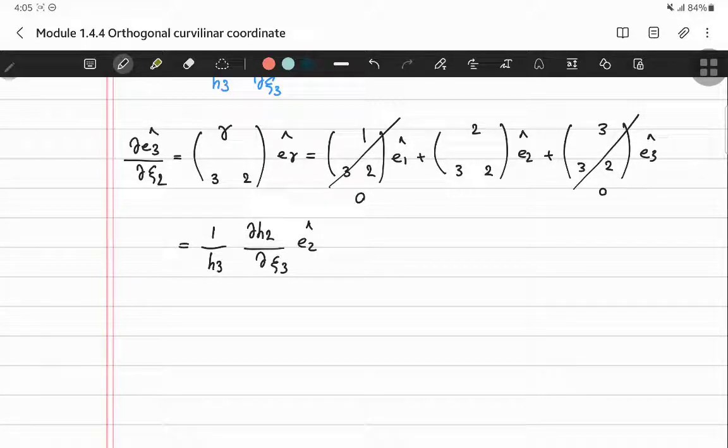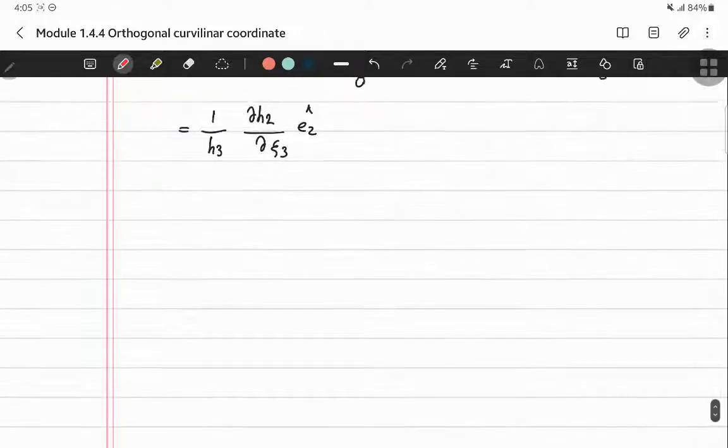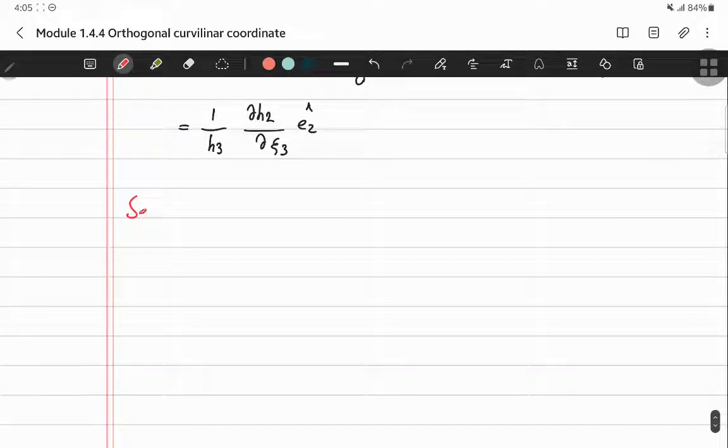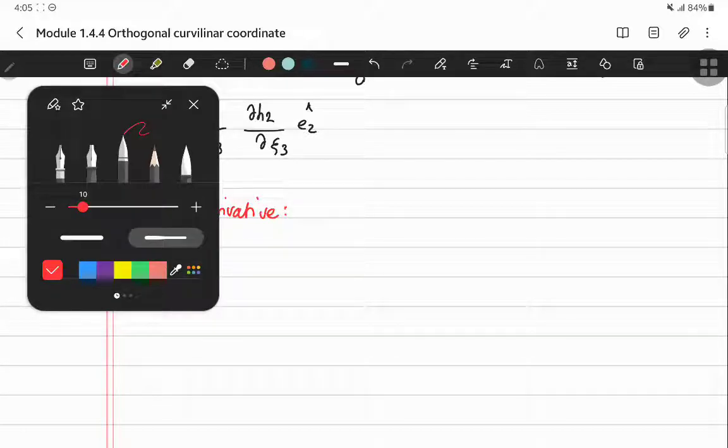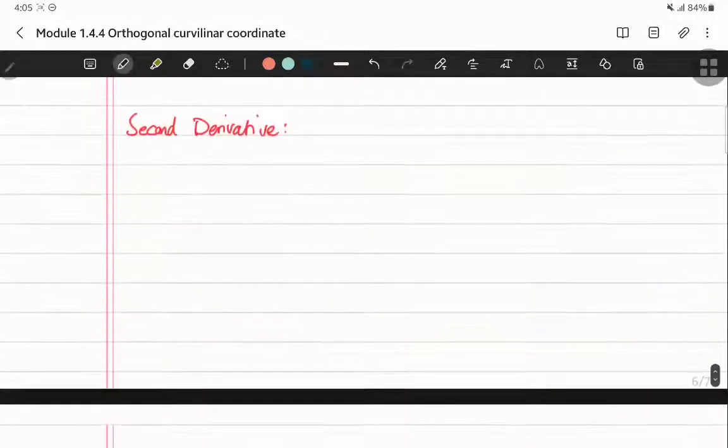We may need the second derivative, so we also need to find it out. Because in curl, Laplacian, it appears, basically. I'm not quite sure about curl, but in Laplacian it appears. So, all right, we have partial derivative of E alpha with respect to Z beta is equal to the Christoffel symbol, E gamma.